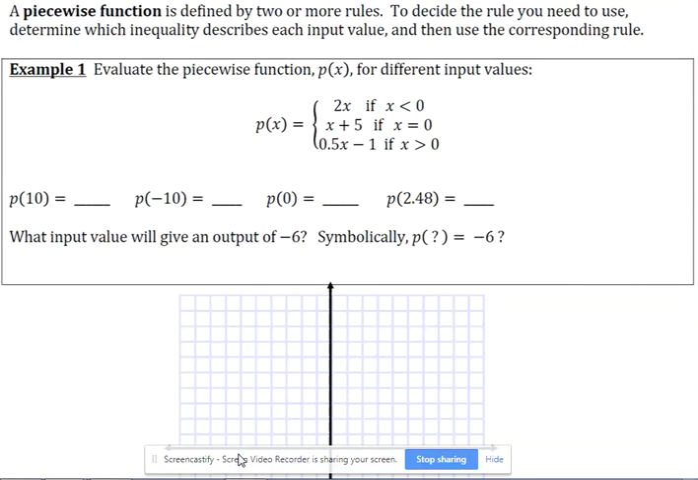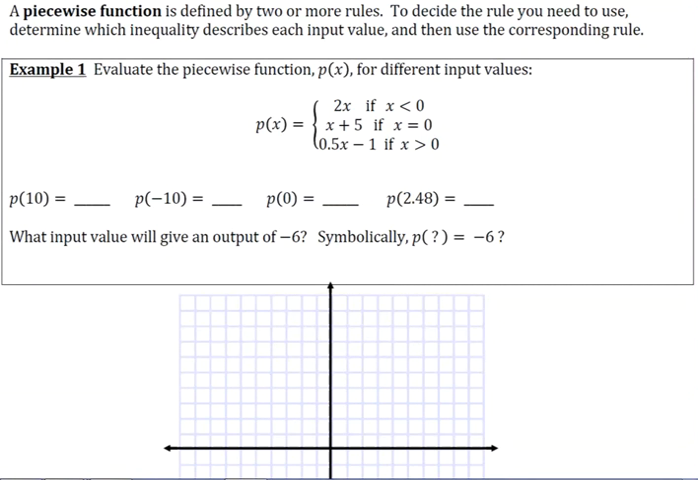Rules for your piecewise function. The first example we have here has 3 different rules. You've got to decide which piece applies. All right, you have to decide which piece applies. So example 1 here is asking us to evaluate a piecewise function for different input values.